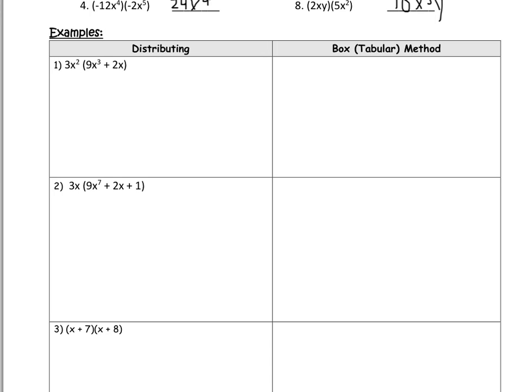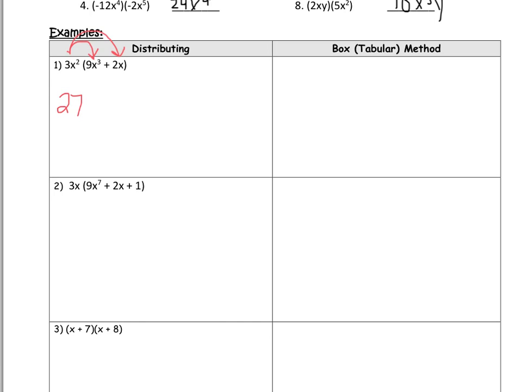Okay, now I think we are ready to do some distributing. So let's look at example number 1. I want to take 3x squared and multiply it to this binomial. The way that we're going to do that is by distributing this term into the 9x to the third and distribute it into the 2x. And by distributing, we're multiplying. So let's take 3x squared and multiply it by 9x to the third. Well, the first thing that we do is multiply the coefficients. So 3 times 9 is 27.